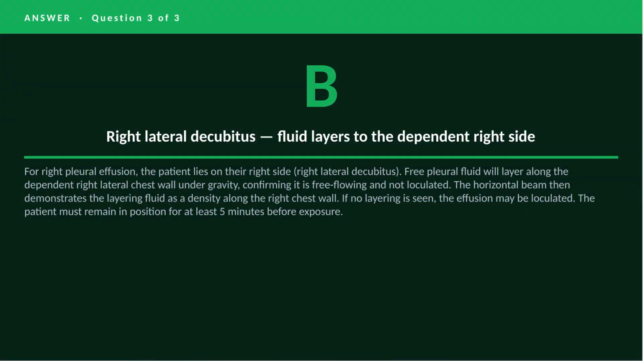The answer is B, right lateral decubitus, with the patient lying on the right side. Free pleural effusion layers to the dependent side under gravity. For a right pleural effusion, the patient lies on the right side. The right chest becomes the lowest point, and free fluid layers along the right lateral chest wall. This confirms the fluid is free-flowing and not loculated, and uncovers the underlying lung parenchyma. The patient must remain in the decubitus position for at least 5 minutes before the exposure is made.